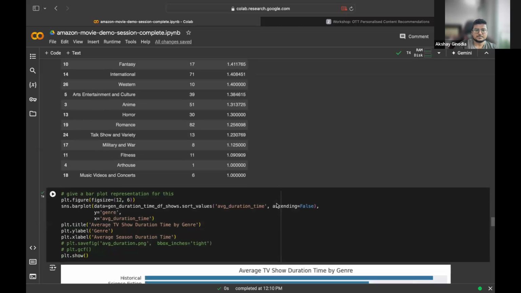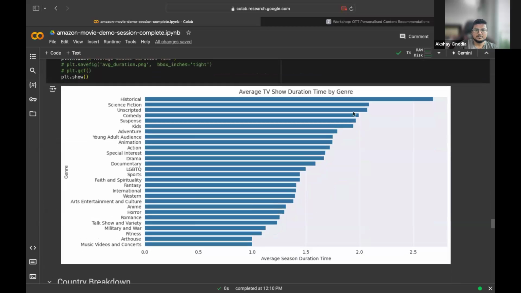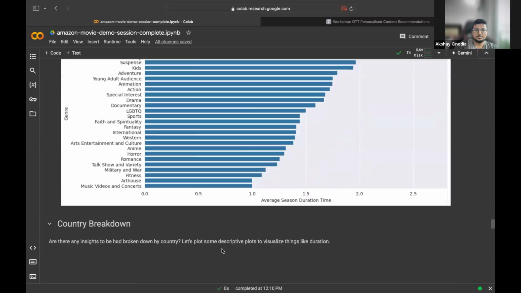Now, if you plot the same thing, we see the same thing. Historical, science fiction, unscripted: they dominate the total number of seasons. Fitness, art house, music videos, and concerts are at the bottom.